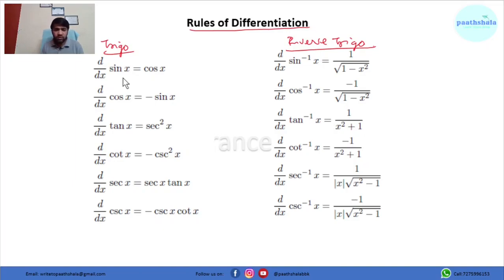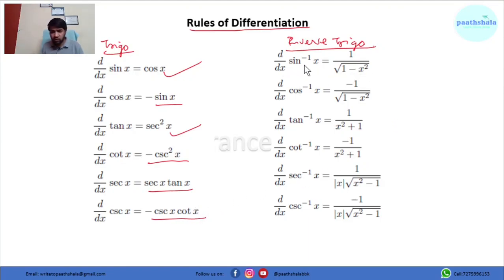Let's say d/dx of sin x is cos x, and d/dx of cos x is minus sin x. Okay, d/dx of tan x equals sec square x. d/dx of cot x equals minus cosec square x. Here CSC square stands for cosec square x. And d/dx of sec x is sec x tan x. d/dx of cosec x equals minus cosec x into cot x.